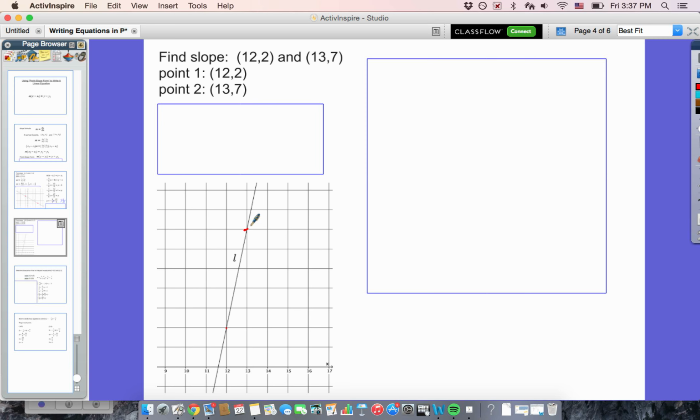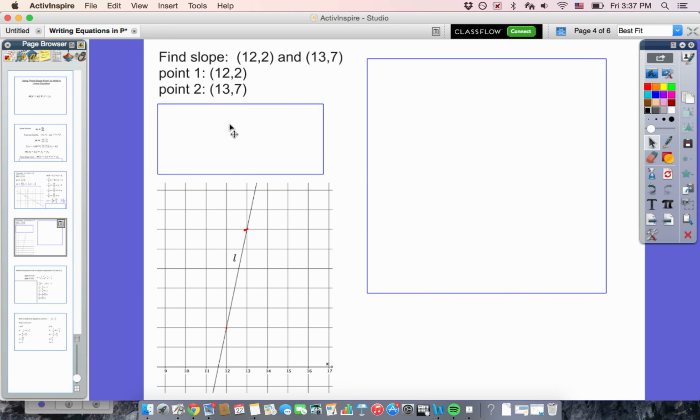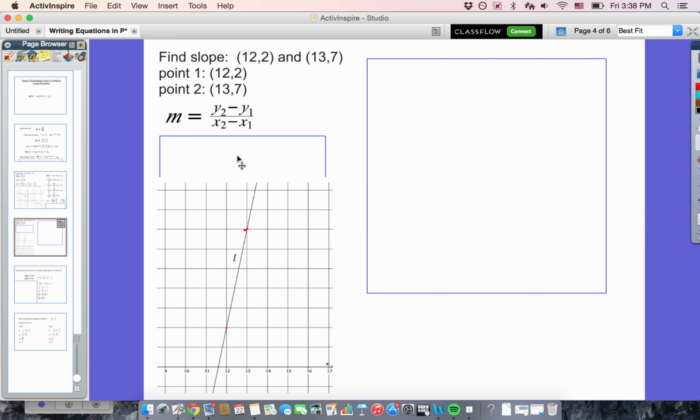Now let's find the slope for these 2 points. We're going to plug it into our slope formula. This is our slope formula. y2 is 7, y1 is 2, and then x2 is 13, and x1 is 12. So our slope is 5.